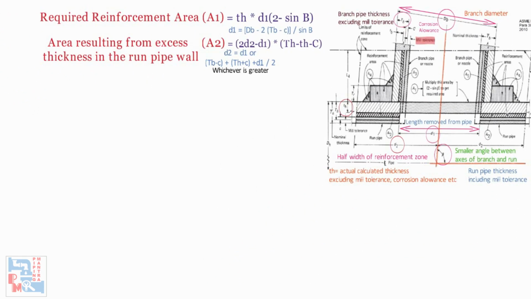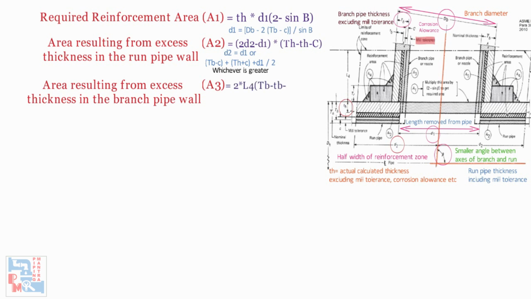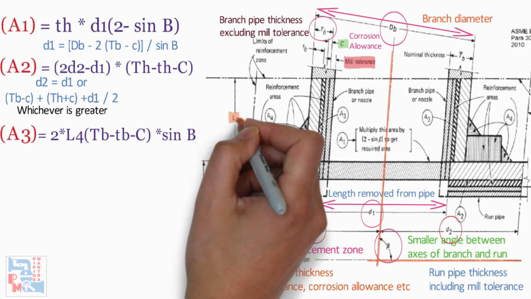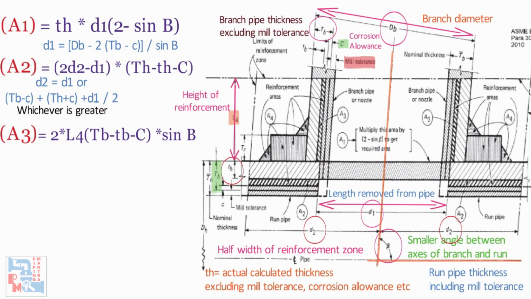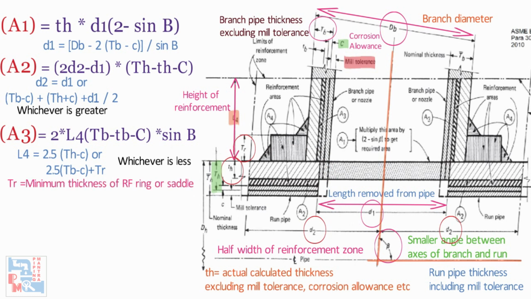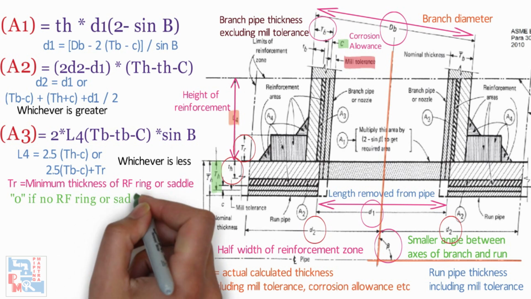Now let's calculate the area A3. Area resulting from excess thickness in the branch pipe wall A3 is calculated as A3 equals 2 into L4 into capital TB minus C into sin beta, where L4 is the height of reinforcement zone outside of run pipe. L4 is 2.5 into capital TH minus C, or 2.5 into capital TB minus C plus TR, whichever is less. TR is the minimum thickness of reinforcing ring or saddle, 0 if there is no reinforcing ring or saddle required.